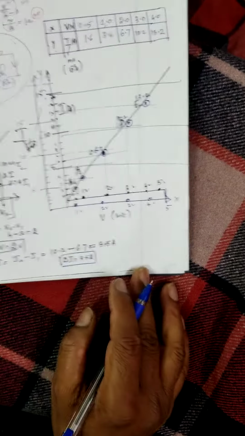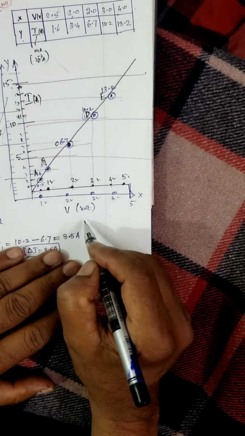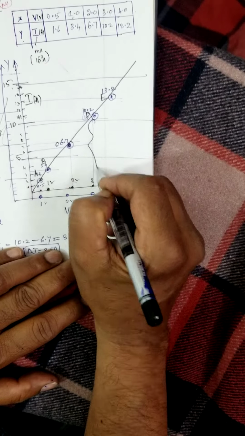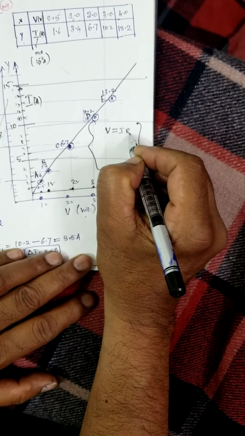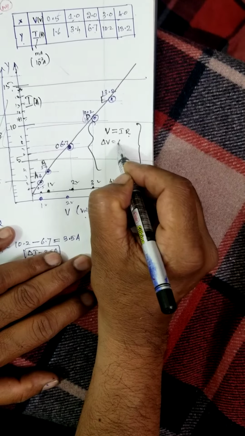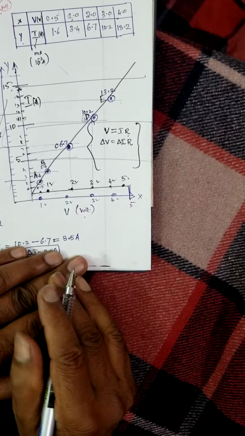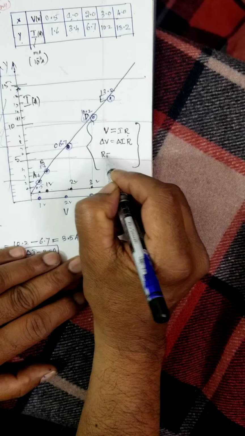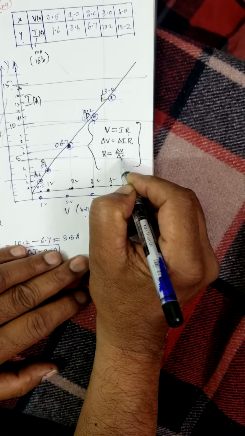Now, what is Ohm's law here? We have to calculate the resistance. I will write it here: V is equal to IR. Whenever there is a change in voltage, there is a change in current, but resistance remains constant. Therefore, resistance is equal to delta V by delta I.